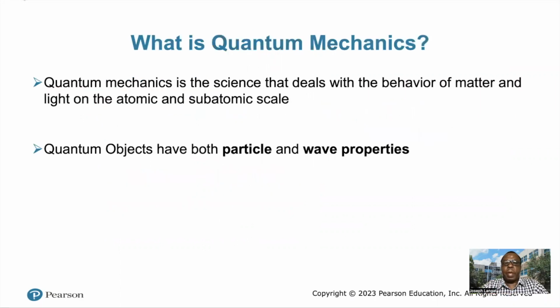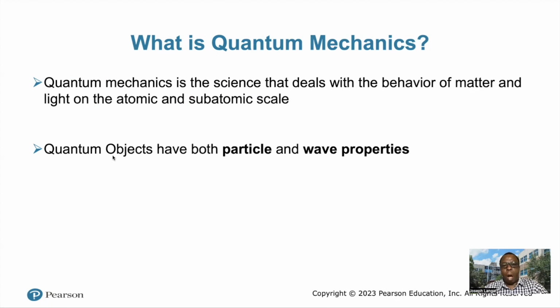So what is quantum mechanics? In simple terms, quantum mechanics is the science that deals with the behavior of matter and light at subatomic scale. This is just an overview, a brief description of what quantum mechanics is. We will see how quantum mechanics has been used in describing the atom, looking at the electrons, where they reside, before we dive into electron configuration in chapter 9.